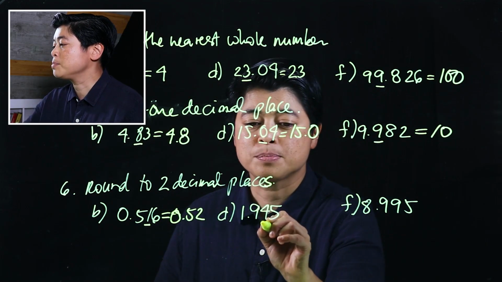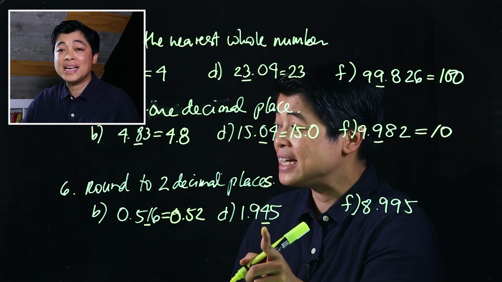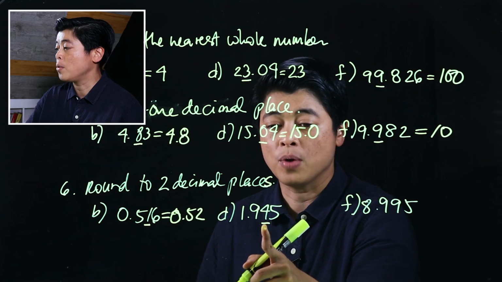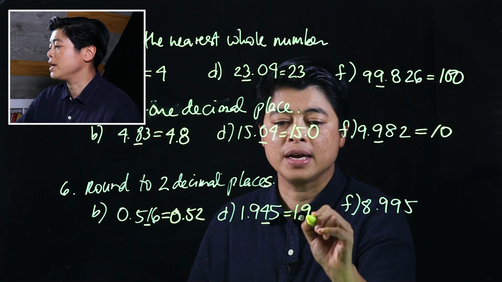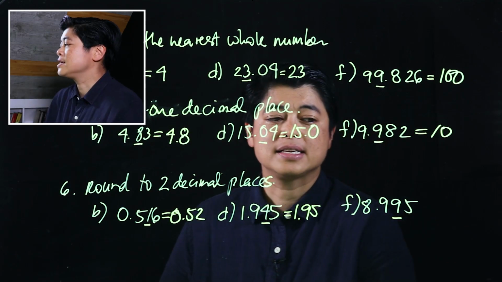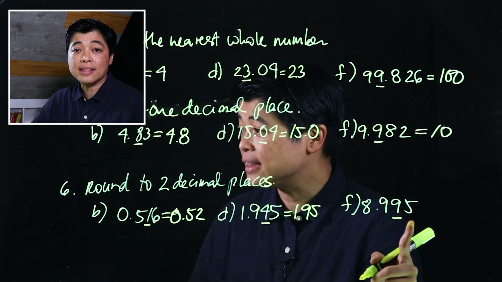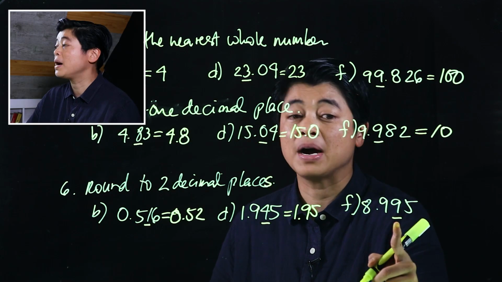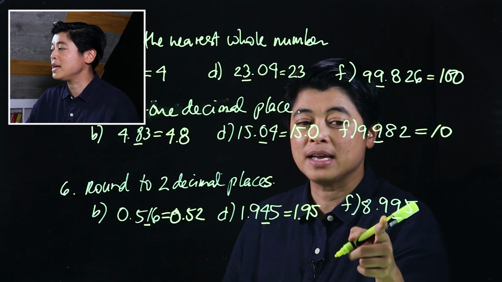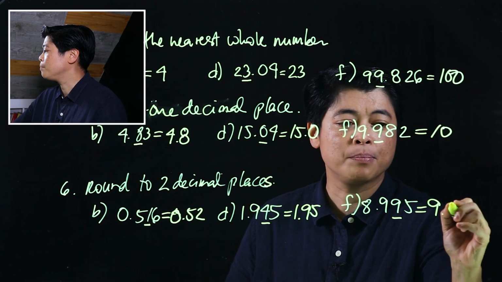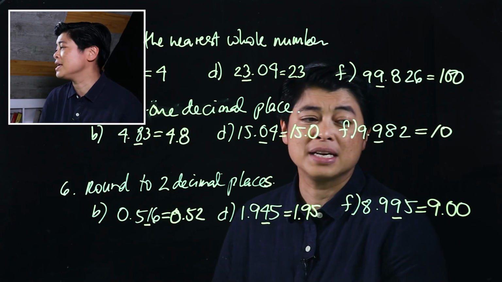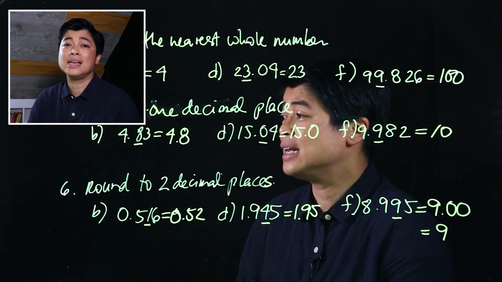Looking at the next problem, to 2 decimal places, the number after is a 5, which means that's going to go up 1, which means this is 1.95. And finally, here is 9. The number after it is 5. That has to go up by 1. But if that goes up by 1, that also affects that, which means this will be 9.00. But the 9.00 is technically just the same as 9.